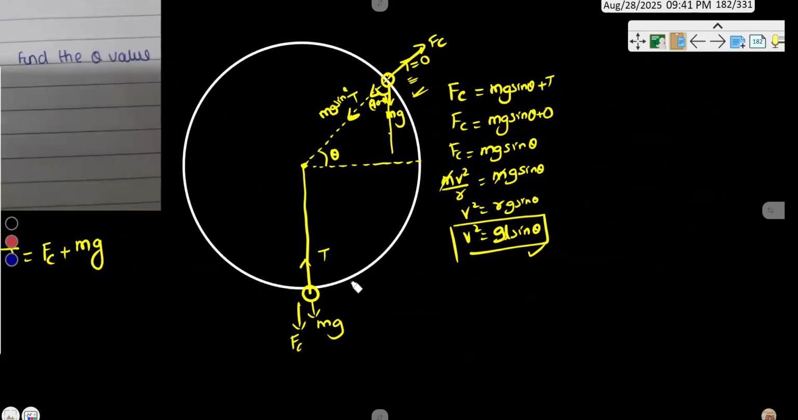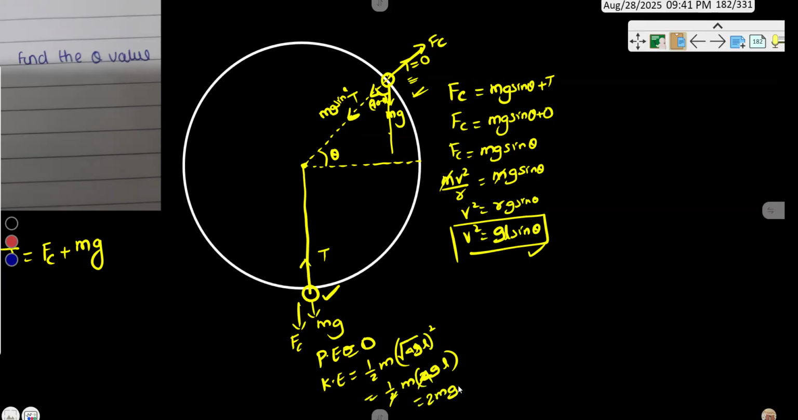Then we can find out the angle theta. So at this place, the potential energy is 0 and the kinetic energy is equal to half m v square. In the place of v, we'll put root 4gl whole square. That is nothing but half m times root 4gl whole square, which is 4gl. So it is 2mgl, the kinetic energy at this place.